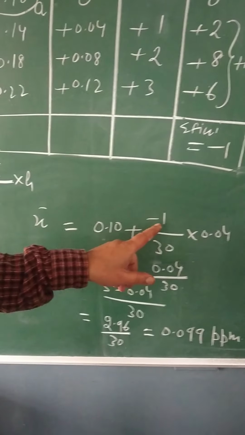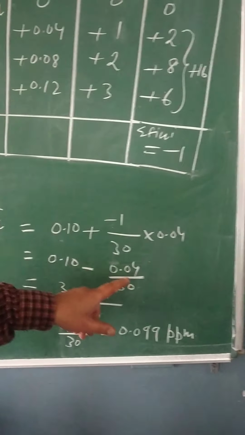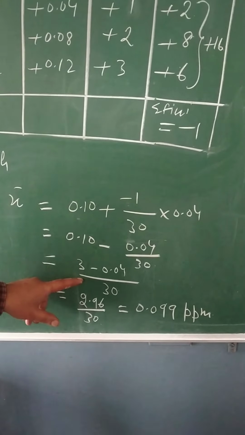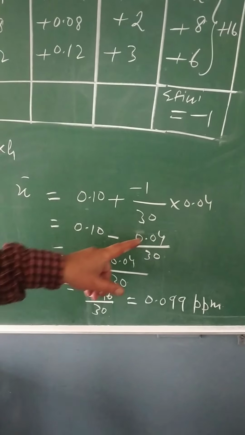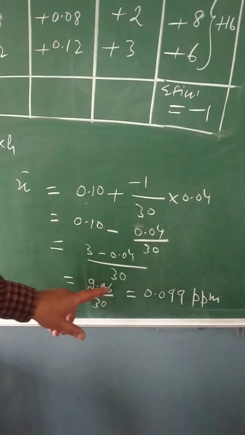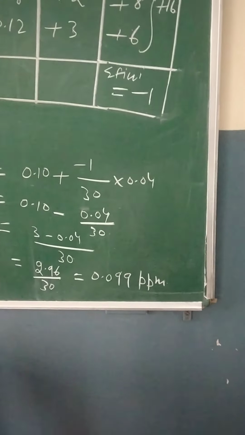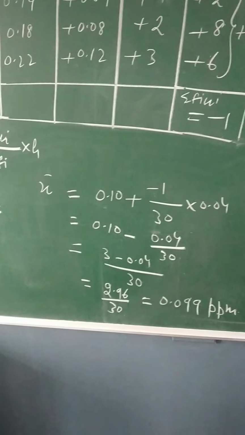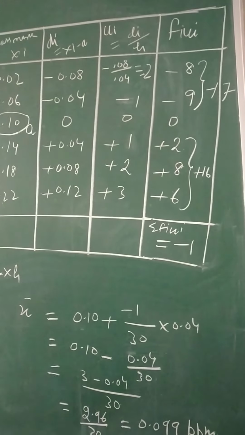So when you multiply this into this, plus into minus is minus, so 0.04 will be there. Here it is 30, here it is 0.10. Take the LCM 30. So 30 into 0.10 will give you 3. Again minus 0.04, and we are back to that first 2.96 upon 30. So again you will get the answer equal to 0.099. So this is the solution I have given to you of one question, question number 7, by all the three methods.